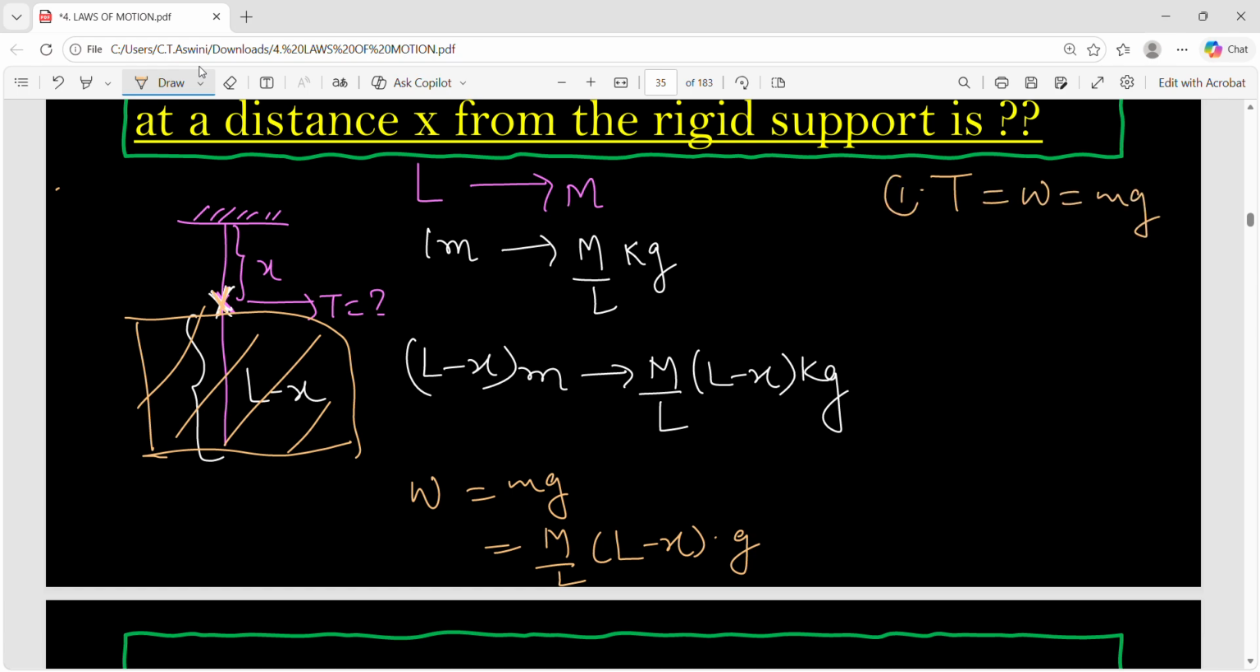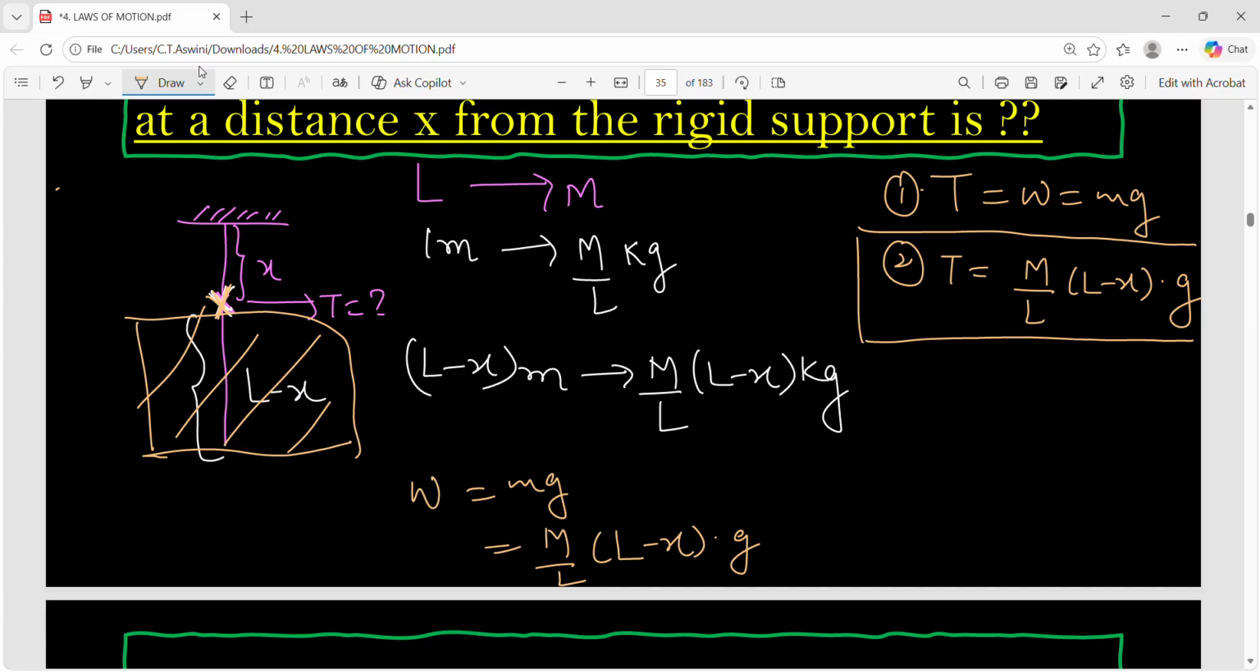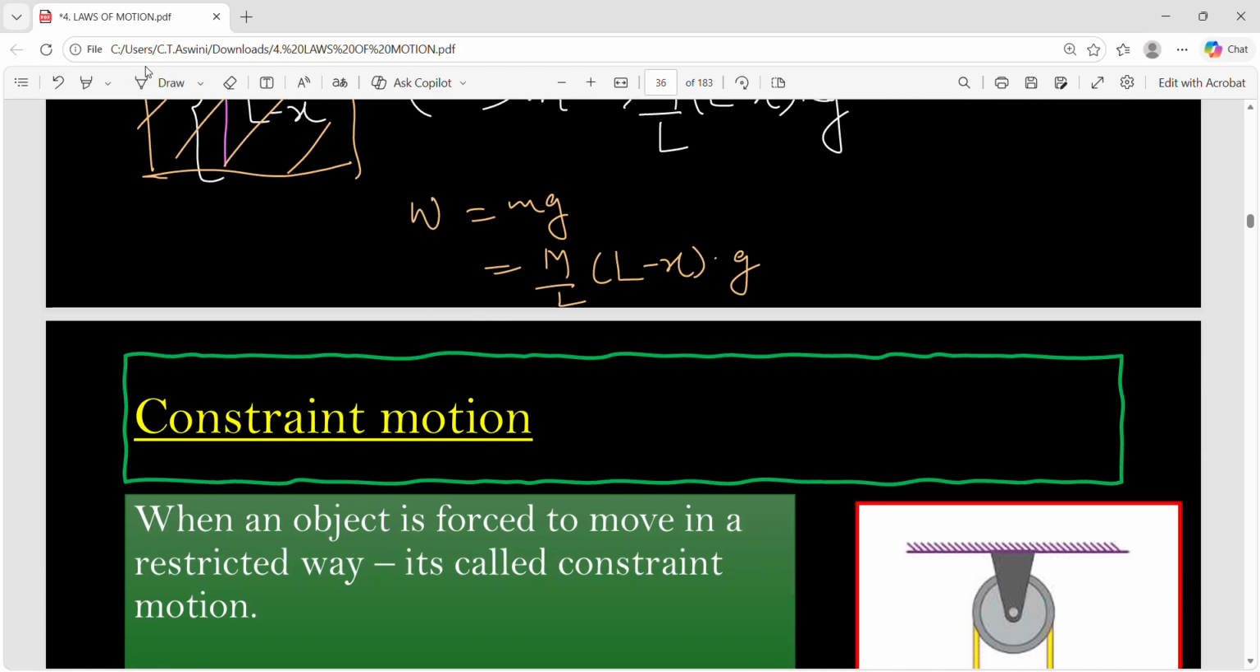You know tension will be balancing the weight, which is equal to mg, first point. Second point, for this case, you have to find the tension at this point, distance x below the support. That means it is balancing the remaining L minus x. So what will be the mass of that remaining L minus x? For 1 meter, it is m by L. For L minus x meters, into L minus x, and into g as it is. So this is the tension. Got my point? Instead of memorizing the formula, better memorize the concept. Clear?